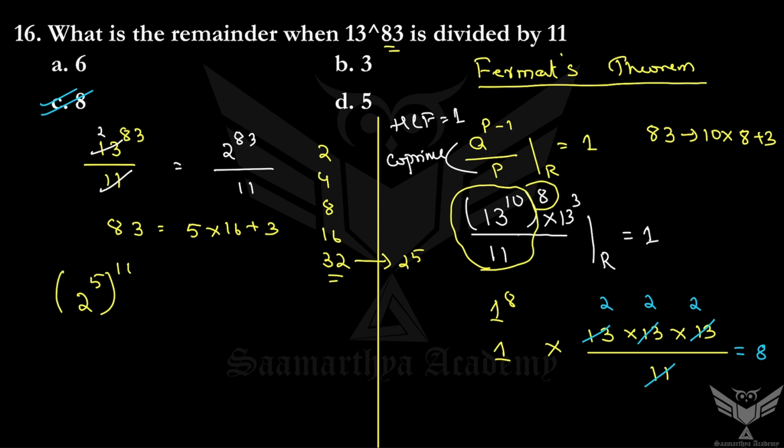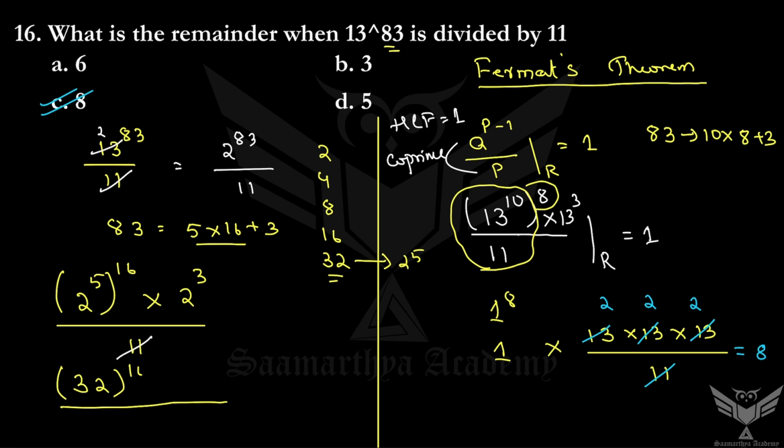Whole power 16 into, this will give me 80. Remaining is 2 per 3 divided by 11. Now 11 one times, this is 32, or we can write one more time. 2 per 5 is 32 power 16 into 2 per 3 by 11.